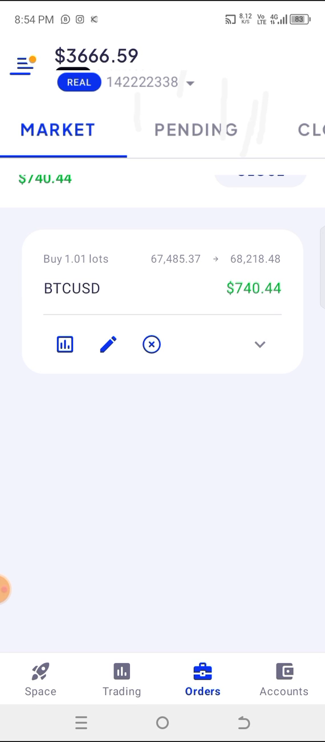So I've adjusted my stop loss and also my take profit. My take profit, I move it to 68,500, which if the market hits that price, I will make 1,000 plus dollars out of this trade. But I still believe it will hit the stop loss, which I will get $630 out of this market.